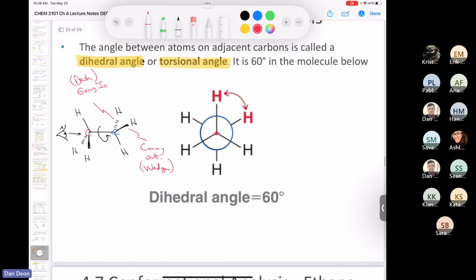Yes, it totally matters what element is going in or out. It just depends on the molecule. It depends on the way it's drawn. All you need to do is to be able to go from the wedge and dash structure to a Newman projection. That's what you've got to be able to do as a student in the class.